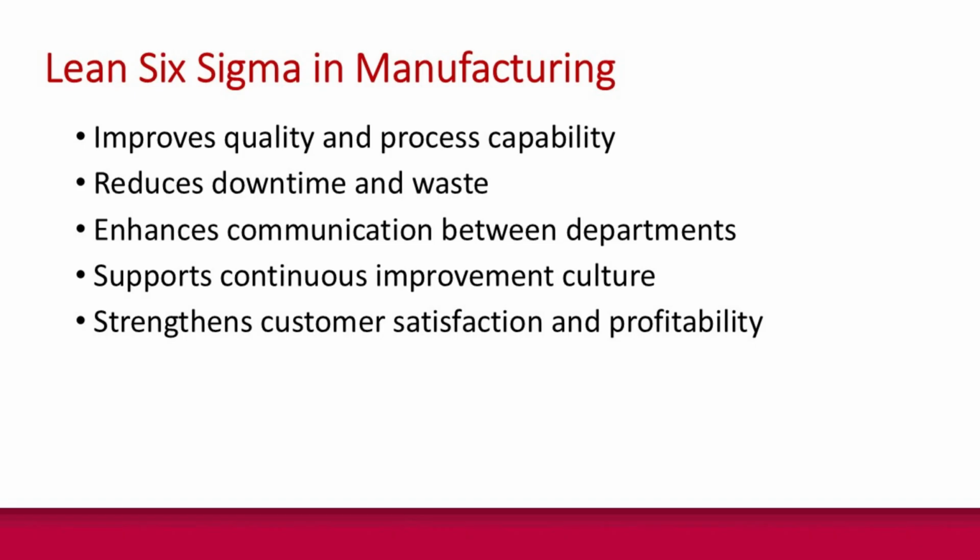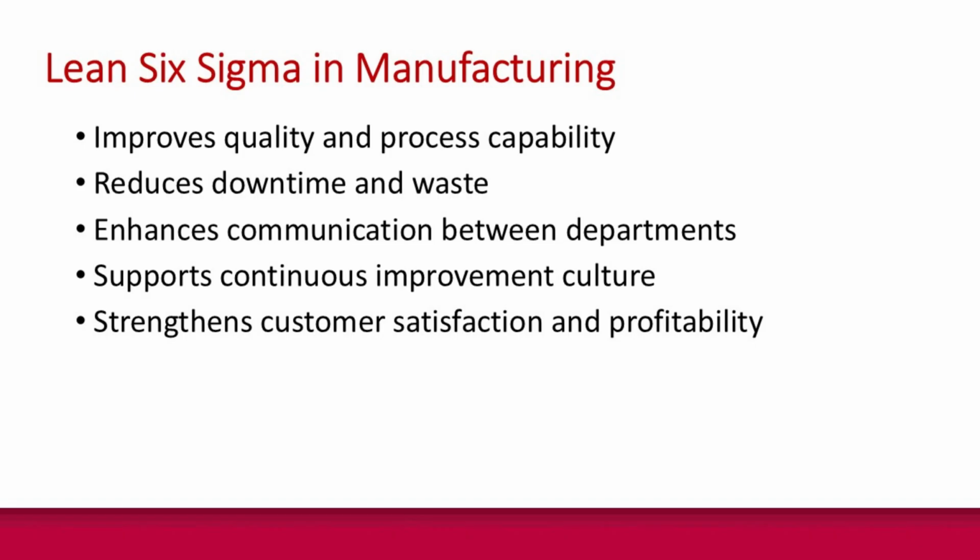Lean Six Sigma is widely used in manufacturing to improve quality, efficiency, and overall process performance. It helps improve process capability by reducing variation and producing more consistent products that meet customer requirements. Lean Six Sigma also reduces downtime, scrap, rework, and other forms of waste, helping companies operate more efficiently and lower costs. Another important benefit is improved communication between departments such as production, quality, engineering, and maintenance.